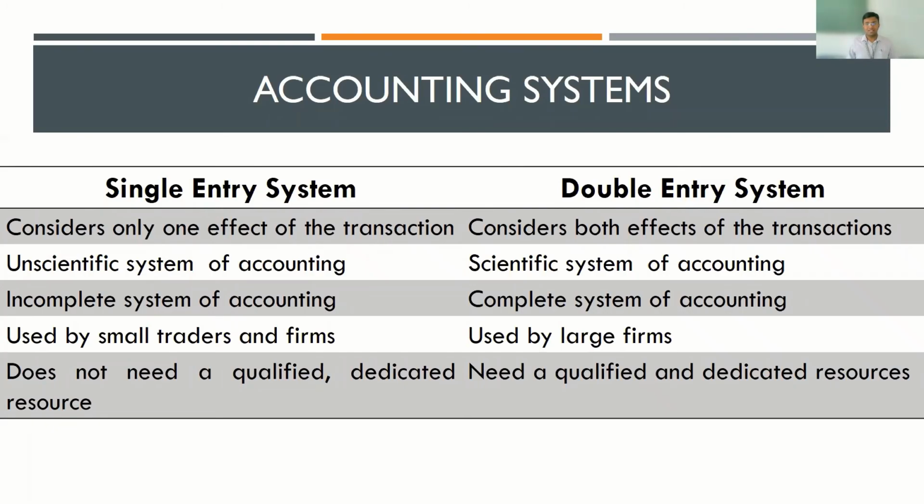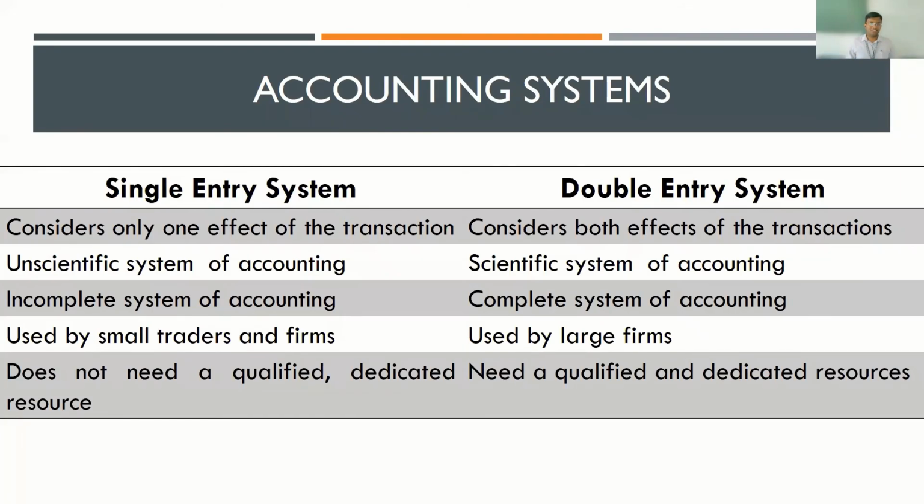Imagine buying land for your business. You're paying money, you're getting the land. Imagine selling some machinery in your business. You're giving up machinery, you're getting money in return. So for every transaction in a business, there are always two effects associated.